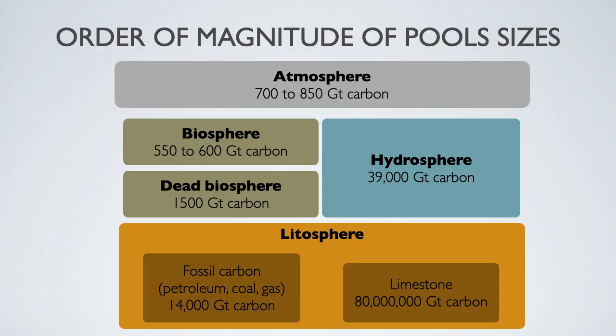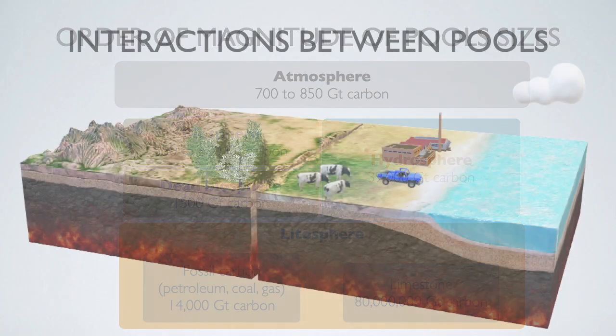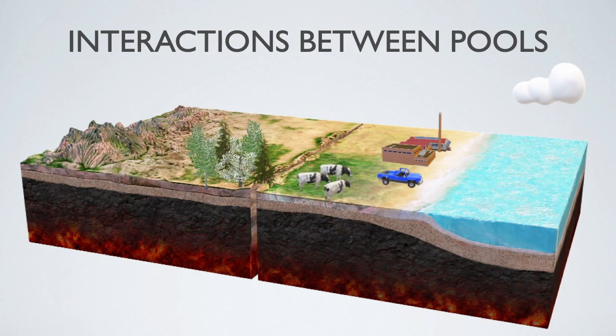These pools are of varying orders of magnitude. The most important is the lithosphere, containing more than 80 million gigametric tons of carbon. The hydrosphere is the second largest reserve, followed by the biosphere, and finally the atmosphere, containing about 700 to 850 gigametric tons of carbon. We will see together all the interactions between these different pools which form the carbon cycle.